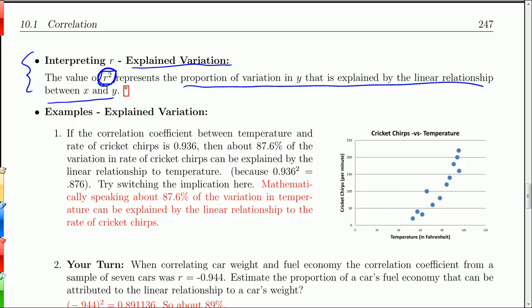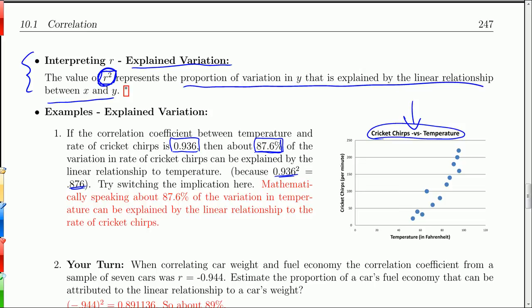Right? For example, if you come over here, where we have cricket chirps and temperature, right? A positive linear correlation. So if you look at this, the correlation coefficient is 0.936. And if you take 0.936 and square it, you get 0.876. So what that means is about 87.6% of the variation in rate of cricket chirps can be explained by the linear relationship between cricket chirps and temperature. Right?